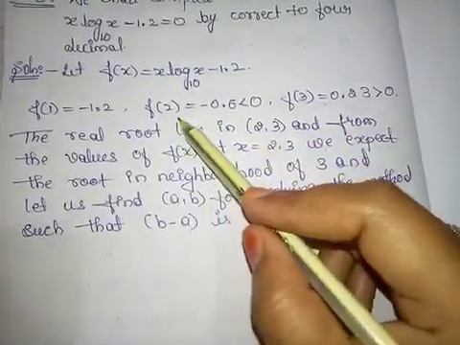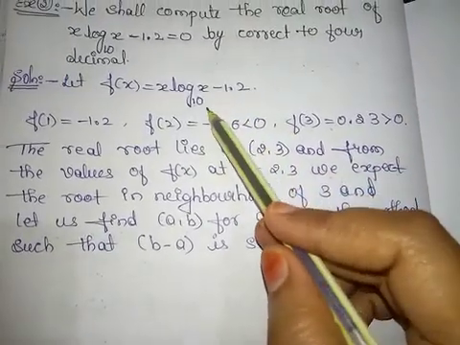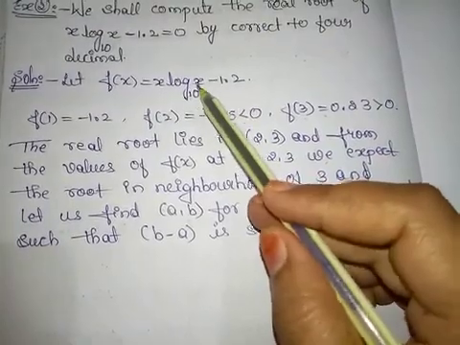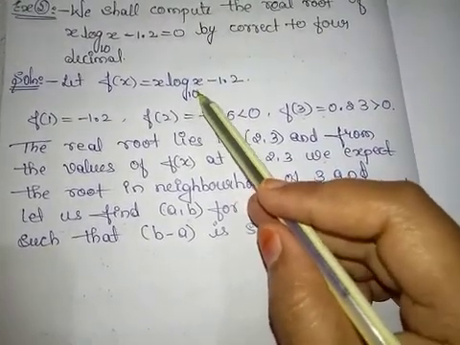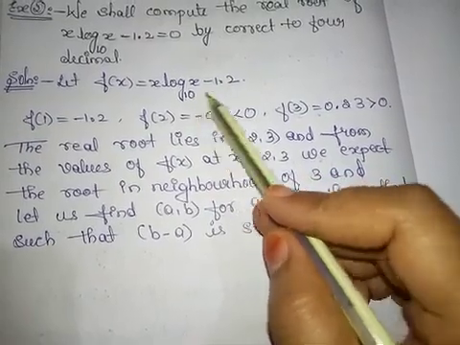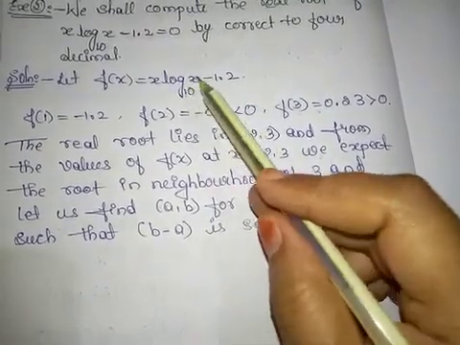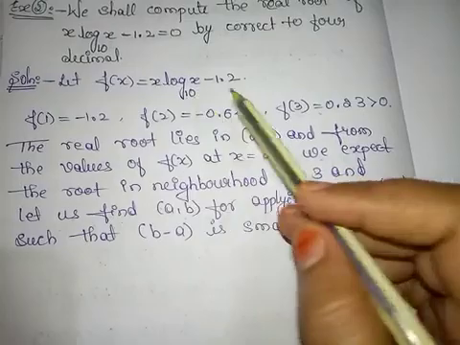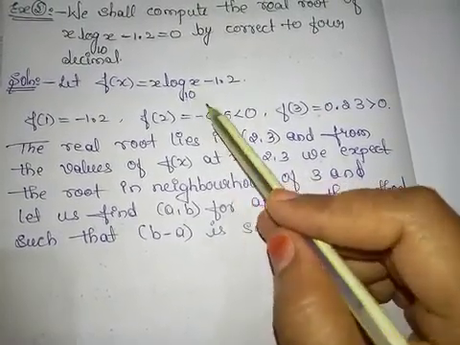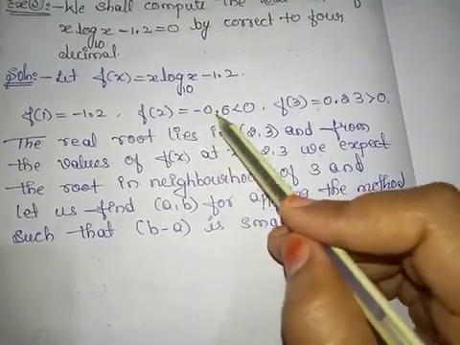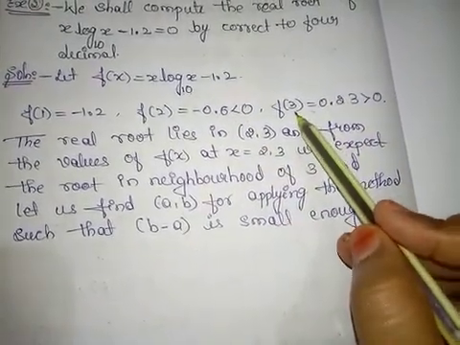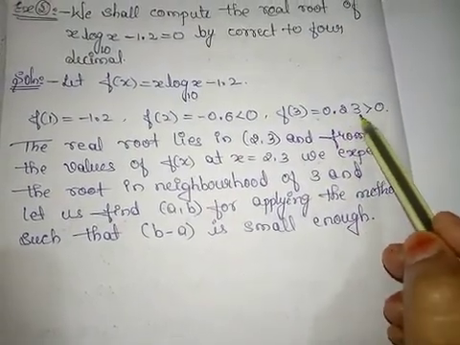Now f of 2. When you are calculating this, change your calculator function to log to the base 10. Then only you will get the correct answer. If your calculator is using log to the base e, you will get a different answer for log 2. If it is log to the base 10, you will get f of 2 as minus 0.2. Okay. Then f of 3 is 0.23.